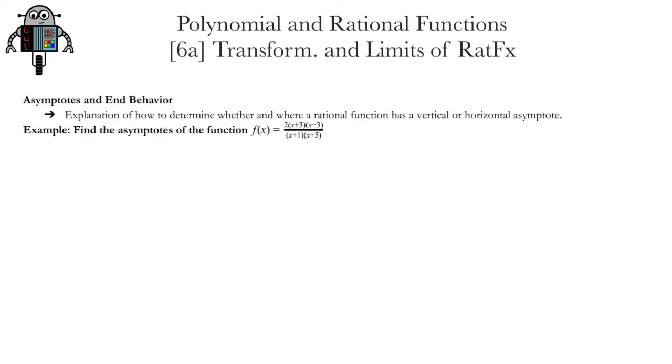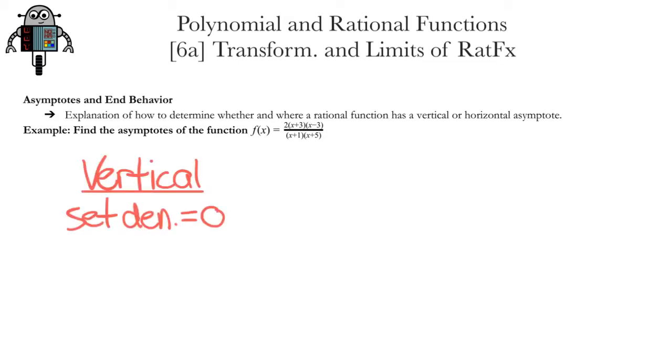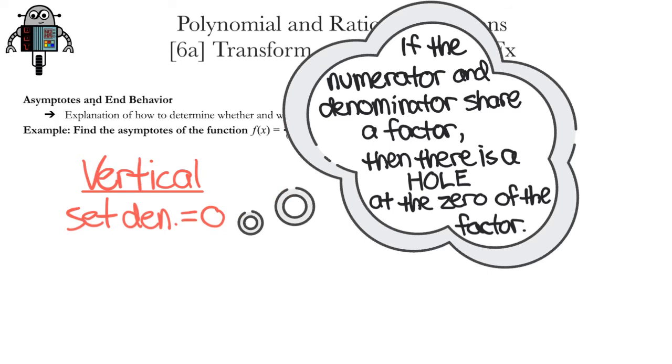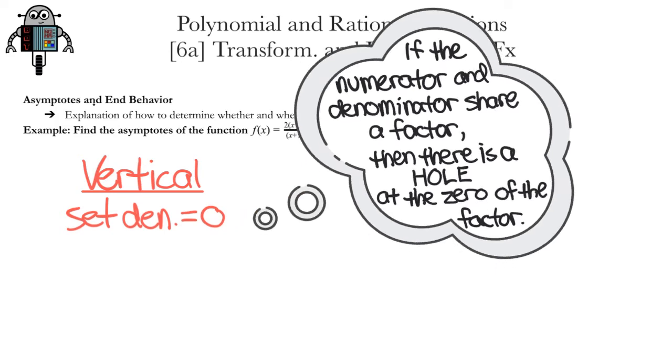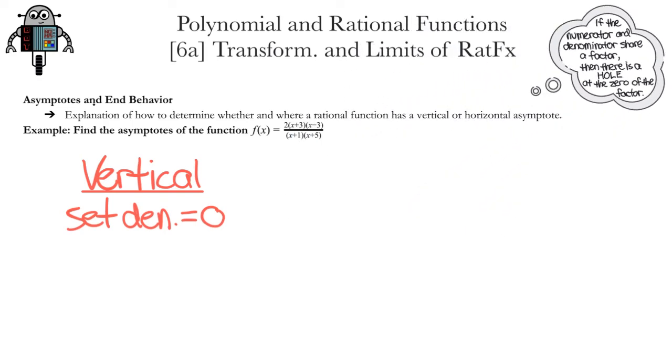The last 2 concepts that we'll cover are asymptotes and end behavior. One way to find vertical asymptotes is to set the denominator equal to 0 and solve for x. As long as the numerator does not share a factor with the denominator, the resulting equation is the equation of the vertical asymptote. By the way, if they do share a factor, the resulting equation is the location of a hole.